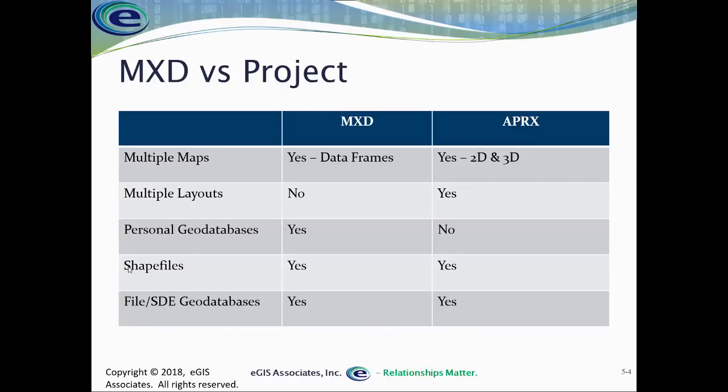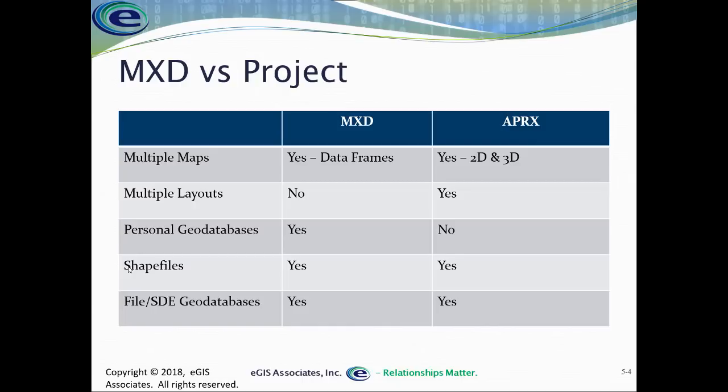Also, within an ArcMap MXD, we can only have a single layout. So that single print layout with the title block, north arrows, all those kind of things. The MXD has one. Whereas a project file in ArcGIS Pro can have multiple layouts. There really is no limit, at least as far as I know, to the number of total layouts that you can have in a single project file for ArcGIS Pro.